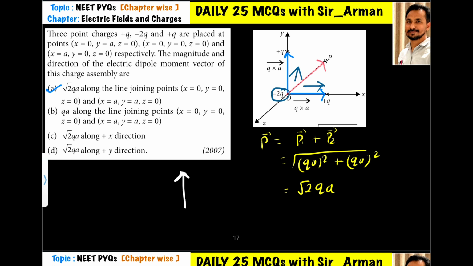If one dipole moment is in this direction and one is in this direction, then by using the parallelogram method, the resultant direction of the dipole moment is in this direction. It is along the line joining x equals 0, y equals 0, z equals 0, the point at the origin, and another point lying here, at x equals a and y equals a. We are talking about this point, x equals a, y equals a. So the direction of the dipole moment is along this direction. So option A is correct.